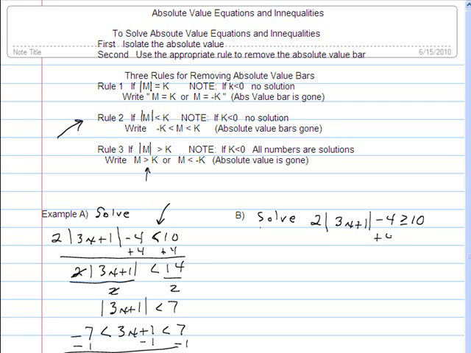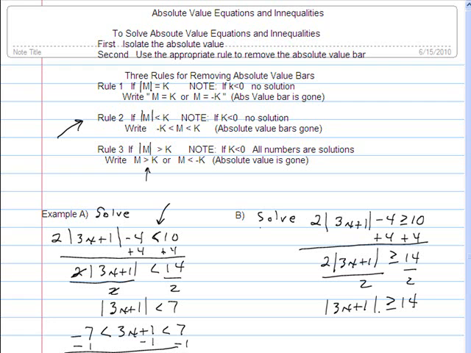So I first get rid of the 4, just as I did in the other case. So that's going to be greater than or equal to 14, and that's going to be 2 times the absolute value of 3x plus 1. Now I get rid of the 2, and I get the absolute value of 3x plus 1 is greater than or equal to 14. Haven't done anything to get rid of the absolute value. It's still there, but now I am in the form for Rule 3.